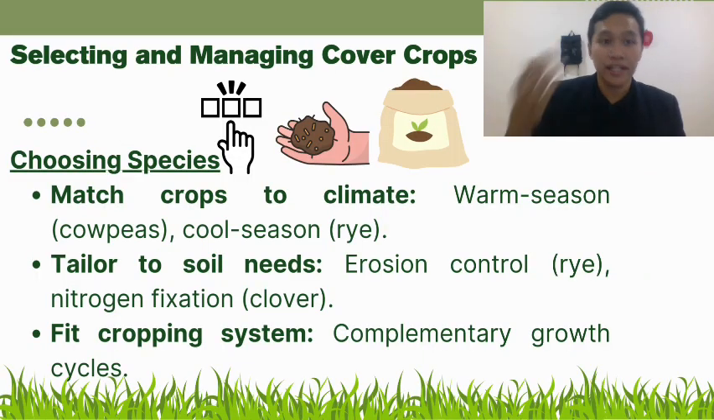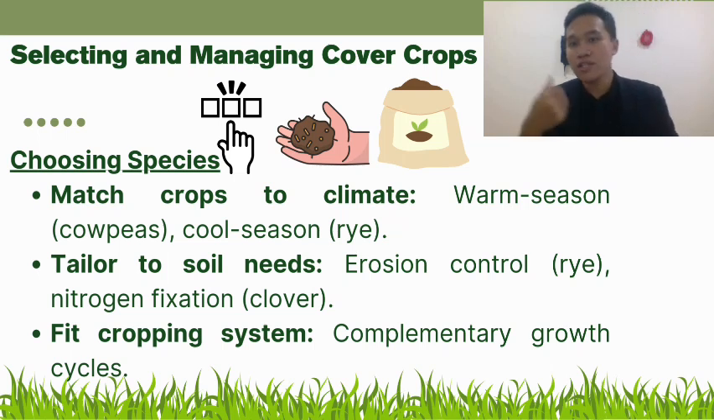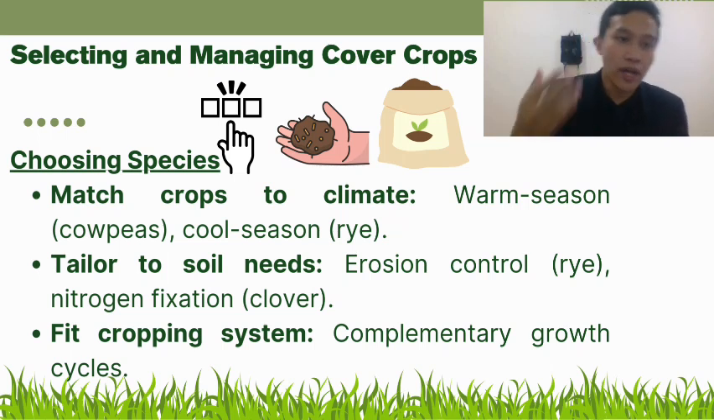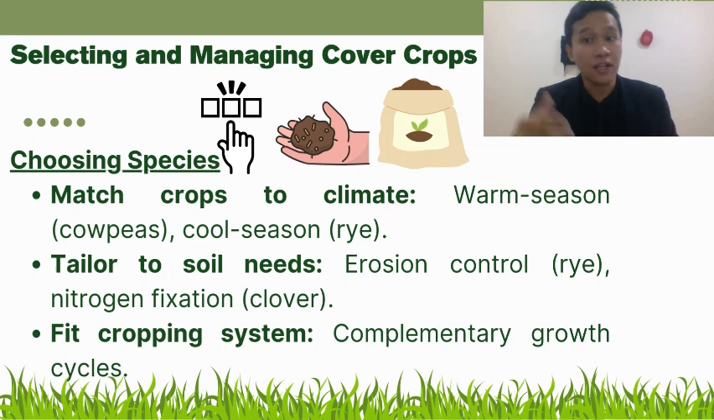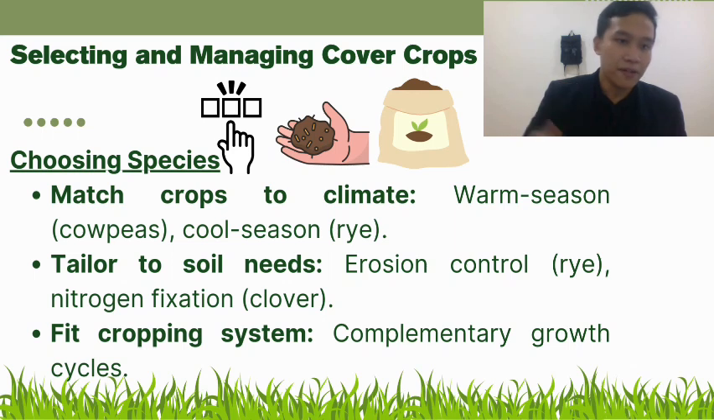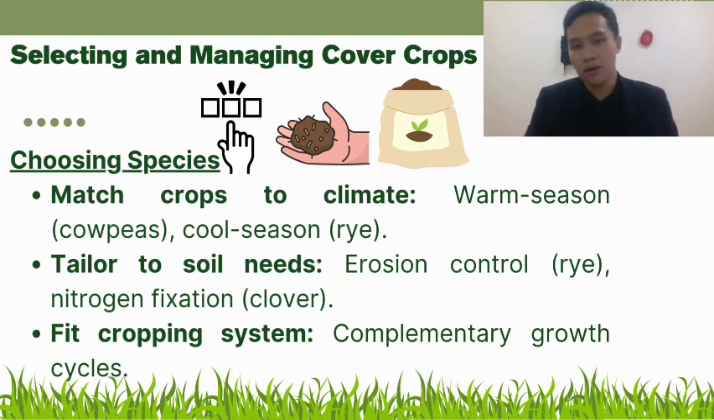We move to selecting and managing cover crops. We must choose the species, and the factor we must consider is matching crops to climate, which is warm season cowpeas and cool season rye. In addition, we have tailoring to soil needs. The factors we must consider are erosion control with rye and nitrogen fixation. Next, furthermore, we have the cropping system, which is complementary growth cycles.